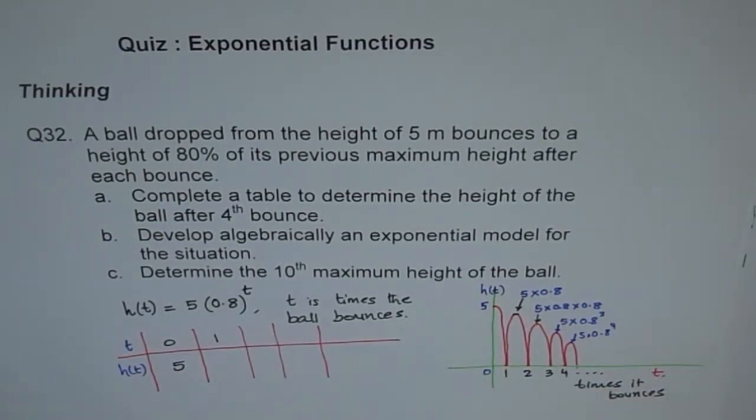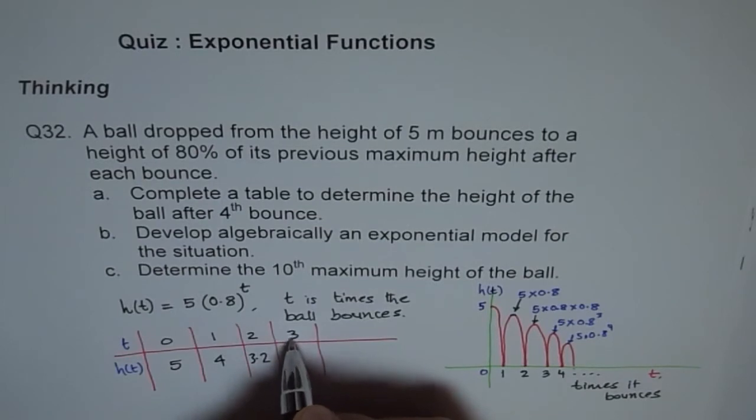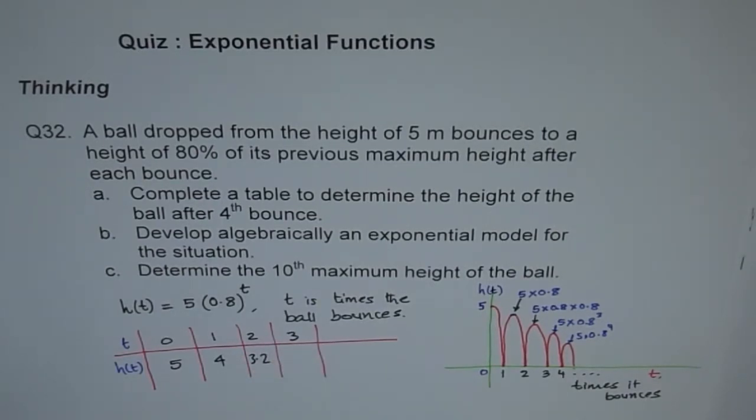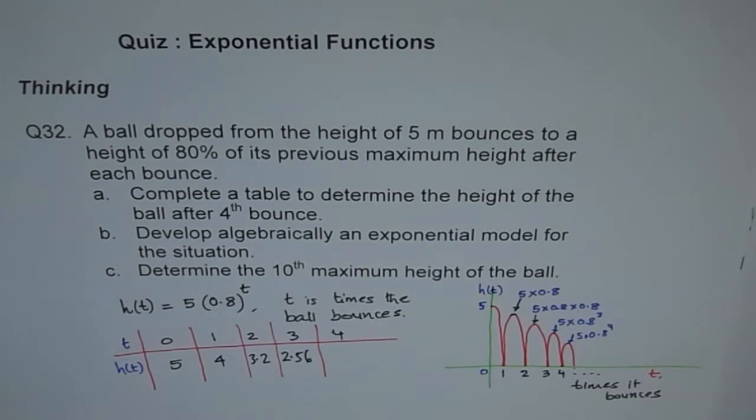After one bounce, it is 5 times 0.8, which equals 4. Then the second bounce, it again gets multiplied by 0.8, and gets 3.20, so 3.2. After the third bounce, again I multiply by 0.8 and get 2.56. And after the fourth bounce, I again multiply by 0.8 and get 2.048.